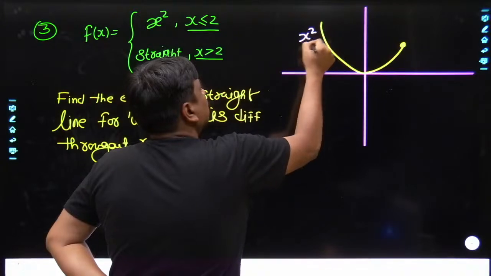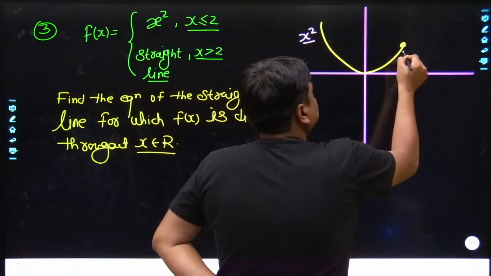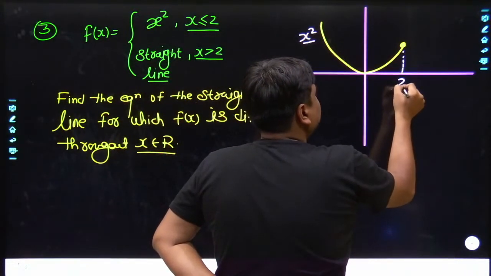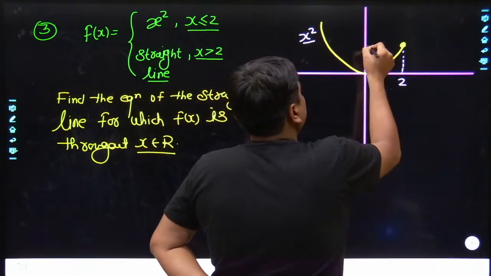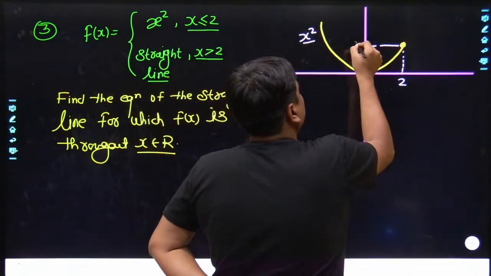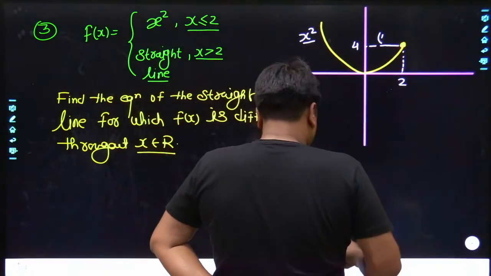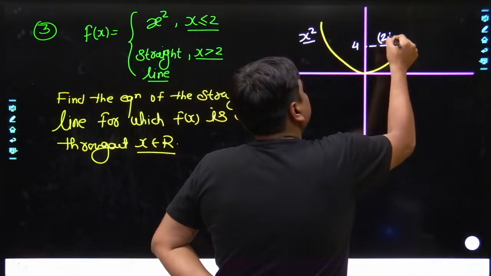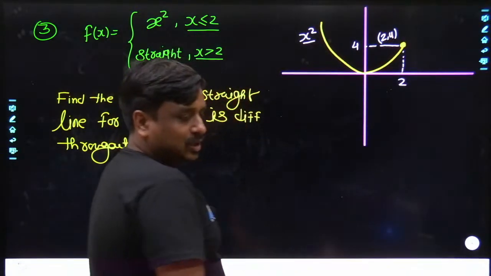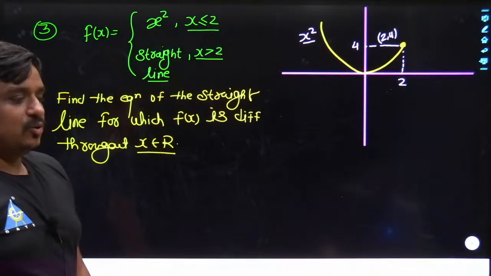Y equals x square. At x equals 2, what would be the value of x square? That would be 4. So you can say the abscissa of this point would be 2 and the ordinate would be 4. Till this point, everything must be clear to all of us.